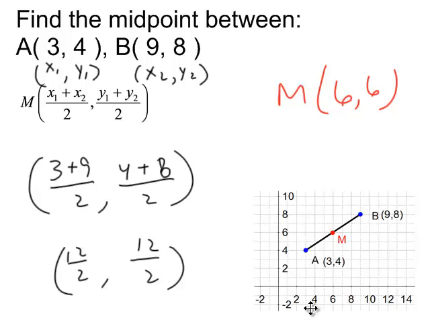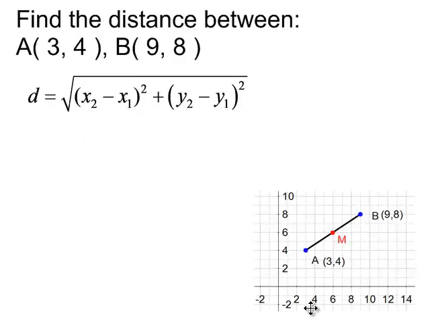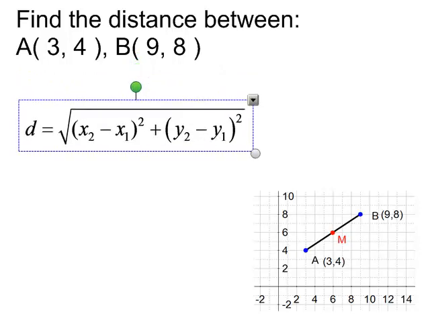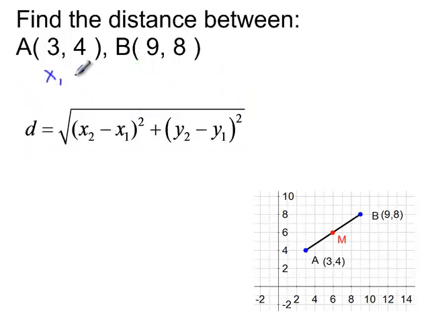Now we've got to find distance. The distance is the length of AB, how far it is between those two points. So if we follow the same pattern as the last problem, I'll move that down, and we'll label this as x sub 1 and y sub 1, and x sub 2 and y sub 2.